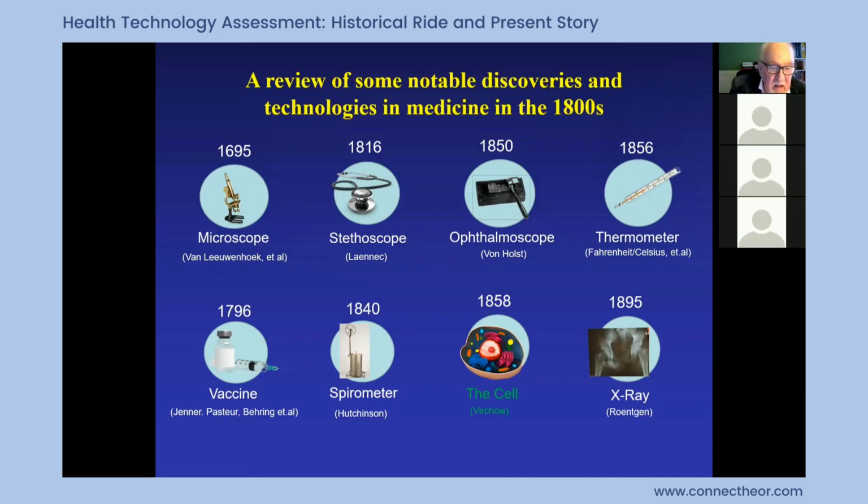The vaccine was available or tried already in 1796. And it's a matter of taste whether we should call it an invention, a technology, or a discovery. But clearly the cell doesn't fit here. But I put it in just because I wanted to place it in time where it is, when it was discovered, in 1858 by Virchow. And a few other people were involved as well.